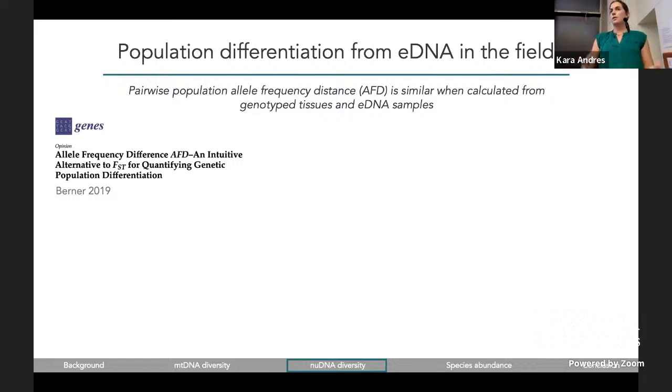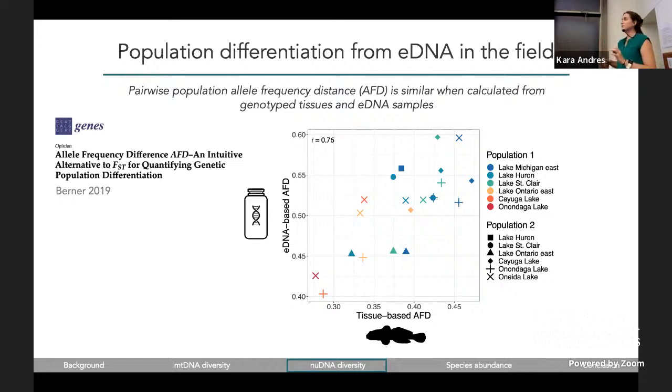This AFD only requires population level allele frequencies. So we looked at these pairwise population differences with both the genotyped individuals as well as the environmental DNA samples. What I'm showing in this plot is that each point is a pairwise population comparison. The color as well as the shape of the dot is going to denote the two populations being compared. And we're looking at the allele frequency differences, whether that's calculated based on genotype tissues or environmental DNA samples. As you can see, we're getting pretty similar estimates, regardless of whether that's calculated from individuals or from eDNA, where populations that are more genetically similar based on genotyping the tissues are also similar with environmental DNA and vice versa.